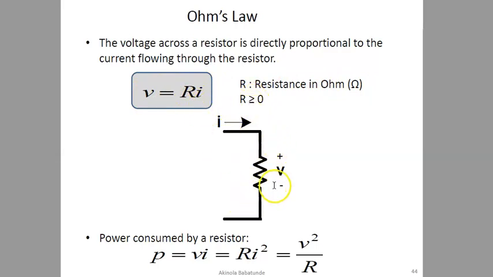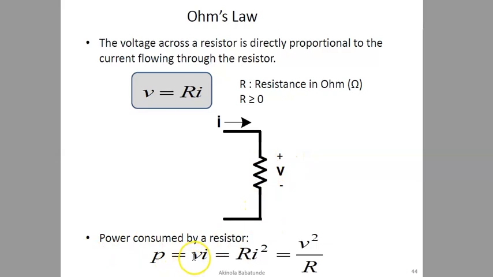When you look at this simple or basic circuit here, you can see we have a circuit element, which is the resistance, and then we have the voltage with the polarity plus or minus, and then you see the current flowing through the circuit element.